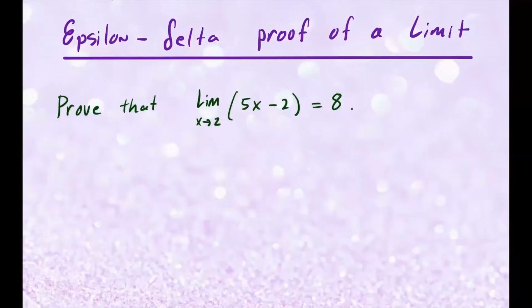Welcome everyone. Let's go ahead and use the epsilon-delta proof to prove this limit. So we want to show that the limit of this function 5x minus 2 as x approaches 2 is 8. You know by direct substitution this limit is 8, but we want to prove that by using epsilon-delta.